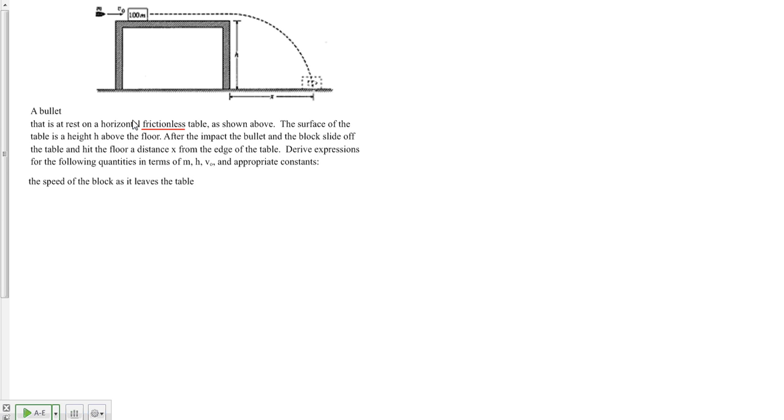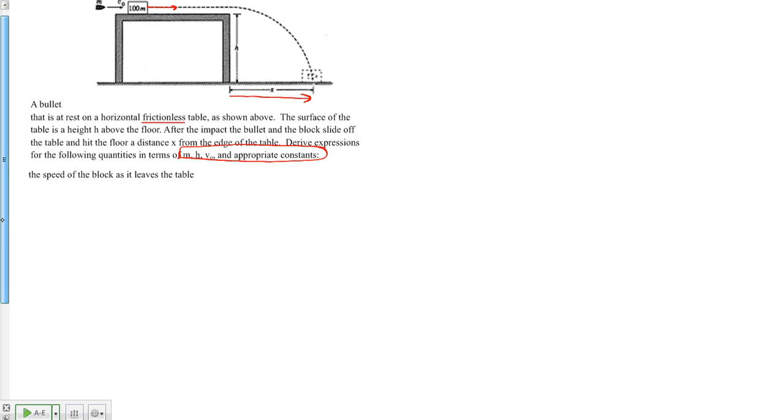So the first thing to do is figure out how fast the block is moving off the table. You can either use momentum or projectile motion to solve this, except for the projectile motion, you're going to be using the distance x, and that's not in our list of approved symbols. So projectile motion's out. You have to use momentum to figure out how fast it's going. Well, since it's frictionless, however fast it's going after the collision is how fast it will be going as it leaves the table. So momentum is the appropriate way to go here.